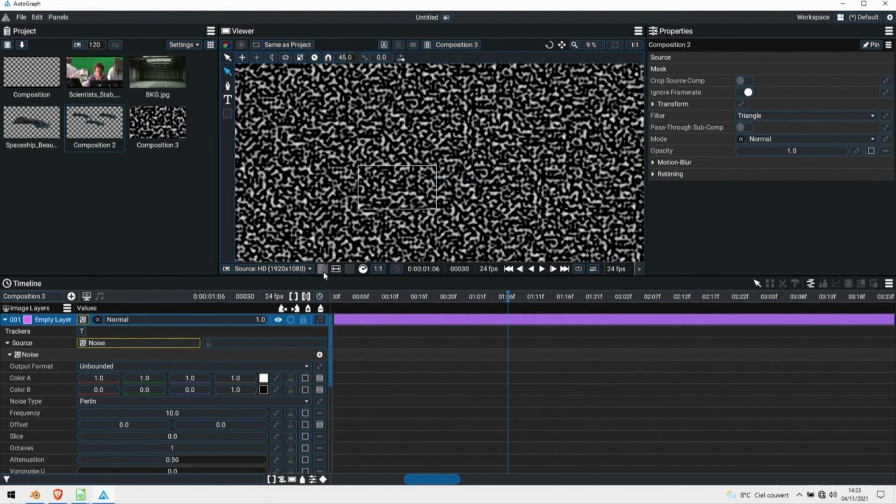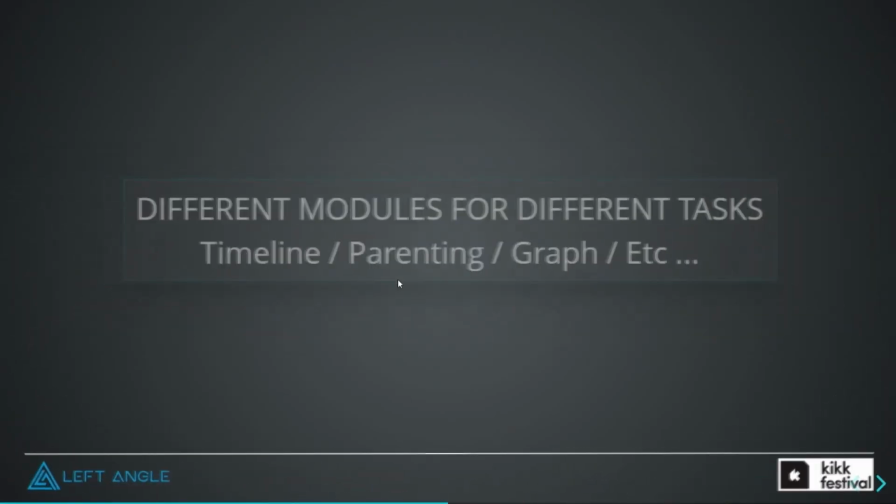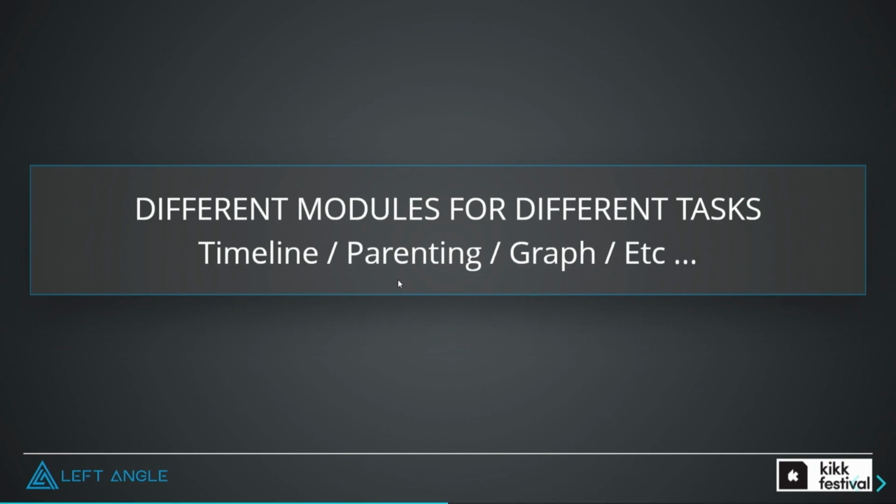You don't have to think about the size of the noise or the circle, the square, the triangle, the polygon. Anyway, we have different kinds of generators. And one of the best parts is that you can actually parent it to another layer.